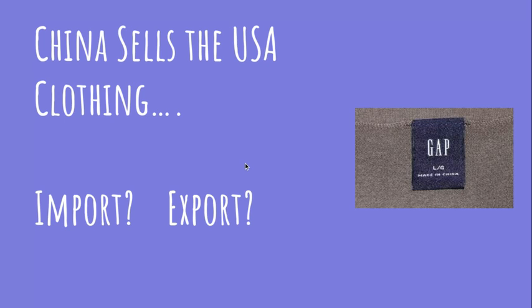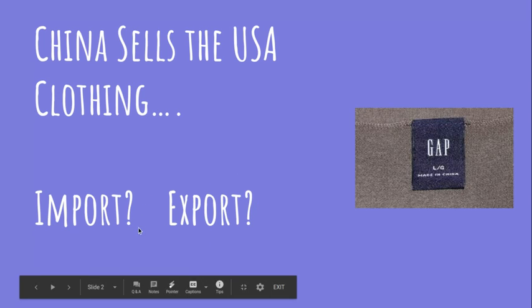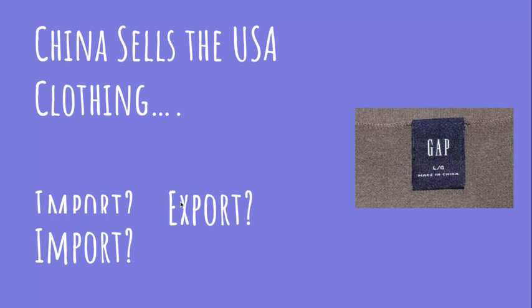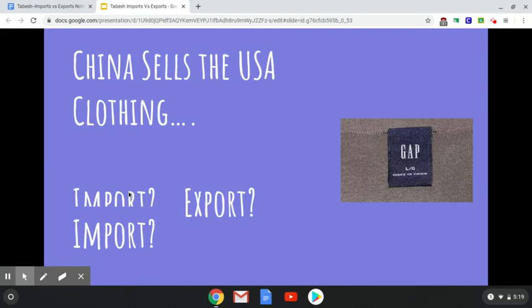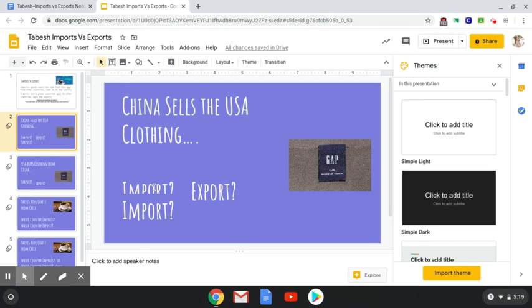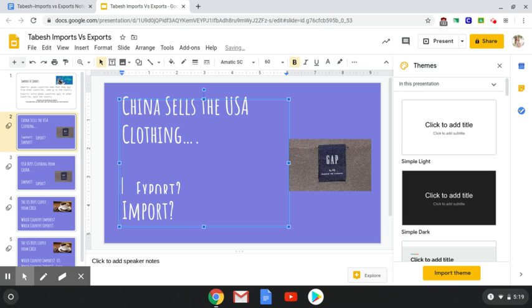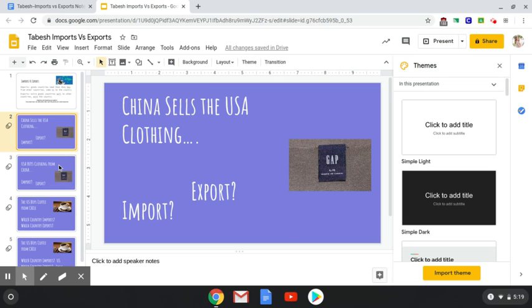That's just kind of an interesting thing to look at. So China sells the USA clothing. That is considered an export. Notes acting a little funny right there. Hold on. All right, so China sells the USA clothing. That is considered an export.